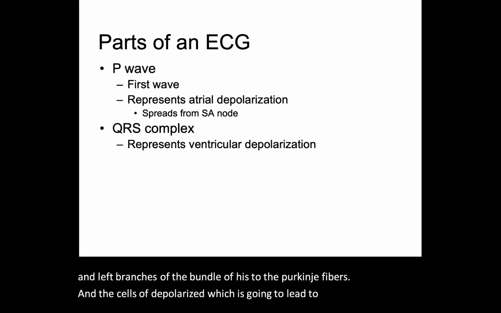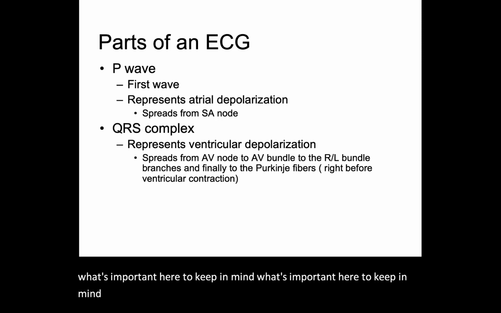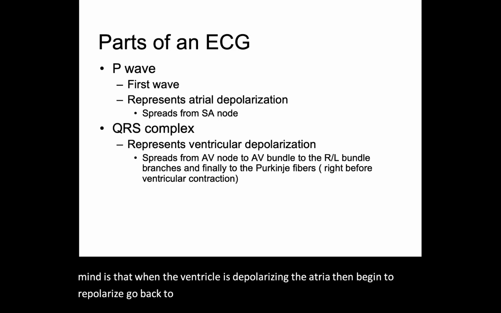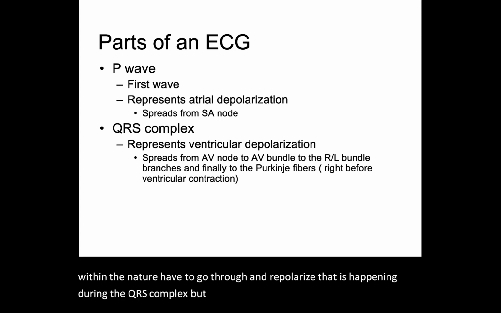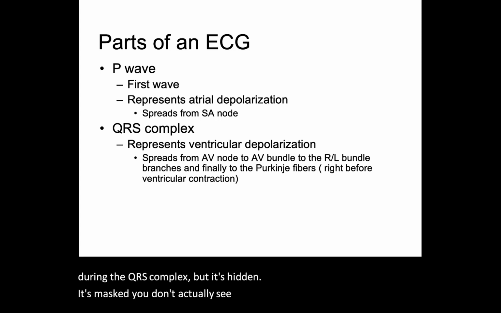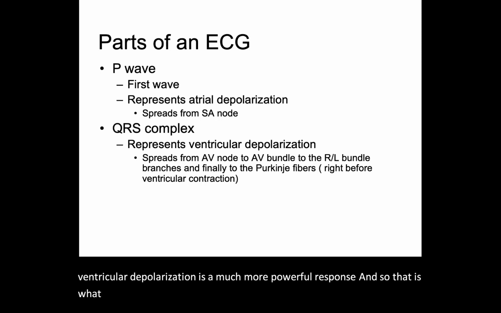Now, what's important here to keep in mind is that when the ventricle is depolarizing, the atria then begin to repolarize. Go back to A&P1 with this. All right. So the atria, the muscle within the atria, have to go through and repolarize. That is happening during the QRS complex, but it's hidden. It's masked. You don't actually see that represented on the EKG because ventricular depolarization is a much more powerful response. And so that is what actually gets recorded.